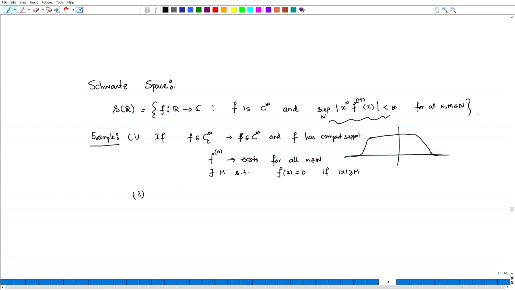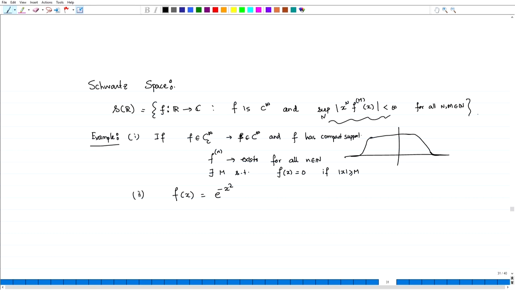Second, of course, just now we have done f of x equal to e to the power minus x square. Its decay at infinity is so rapid that even if we are hitting this f of x with a polynomial, this decay is still going to dominate the behavior of the product with the polynomial at infinity.